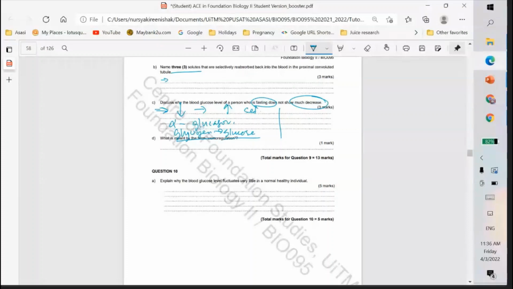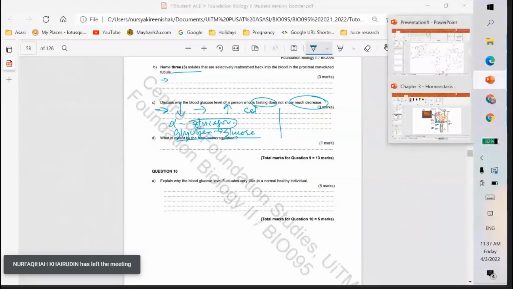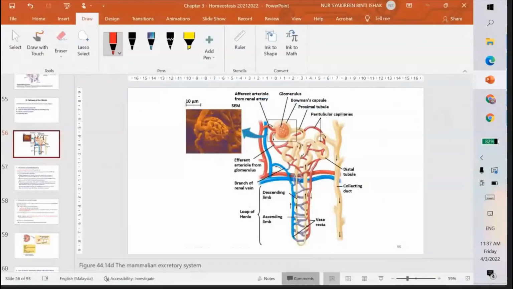Apa lagi kesan glucagon ni? Apart from it instruct liver cell to break down glycogen into glucose, convert what? Convert amino acid or fats into glucose. Okay, kan? So those are the points that you could include in your answer lah, if you refer to your notes, kan?